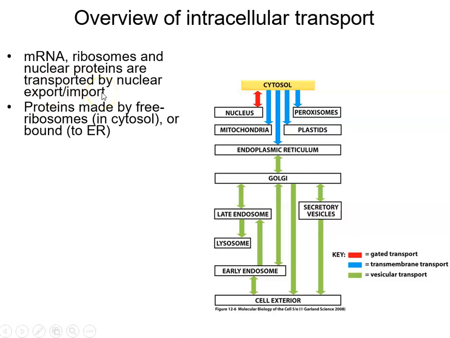Okay, so looking at how proteins are made in the cell, mRNA, ribosomes and nuclear proteins have to be transported via the nuclear import and export transport system. So if you think about what it would take to create a new protein, you need transcription factors to get into the nucleus. You need RNA polymerase to be in the nucleus. You need the mRNA to be able to get out of the nucleus.